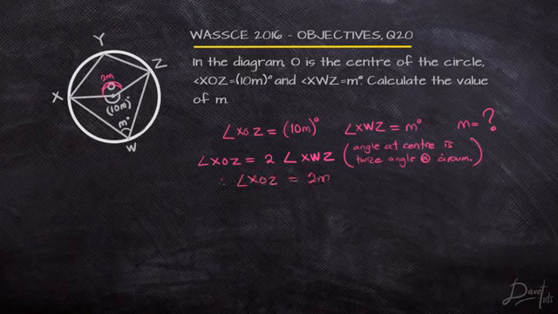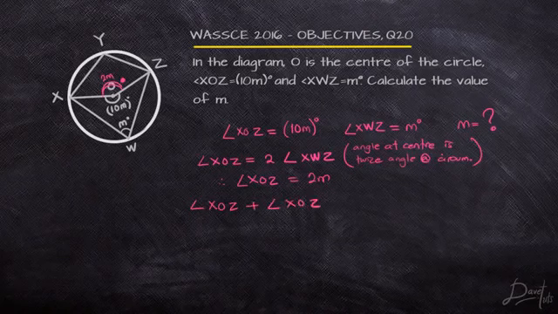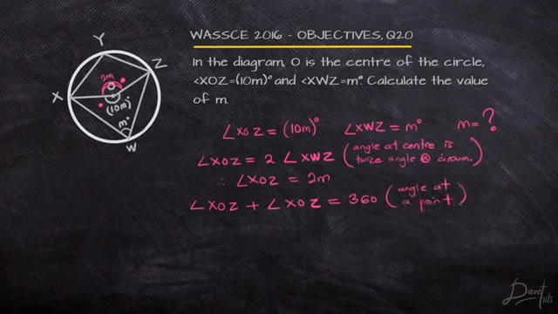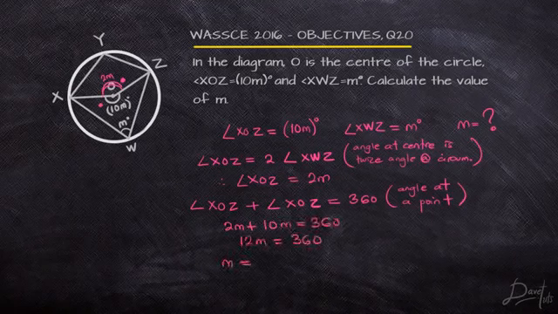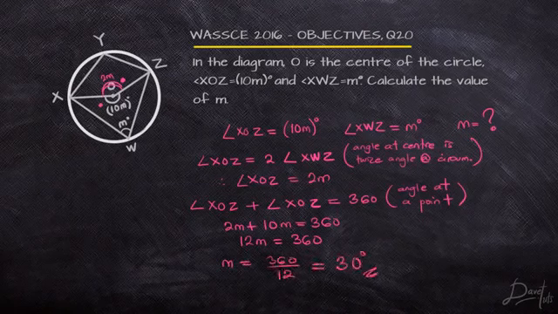And we also know that the angles at a point normally sum up to 360 degrees. So angle XOZ plus angle XOZ, the one facing up and the one facing down, are going to sum up to 360 degrees. That means 2M plus 10M is 360 degrees. And solving for M from the question, you can easily get the value of M to be 30 degrees. And that is done and dusted with that question. Just to have an understanding of our theorems and how to apply them, we can find the solution to the questions that are given to us.